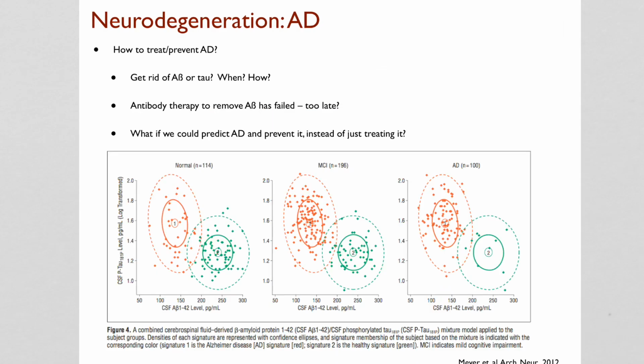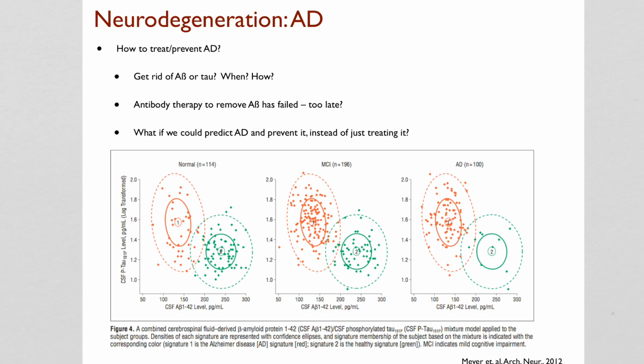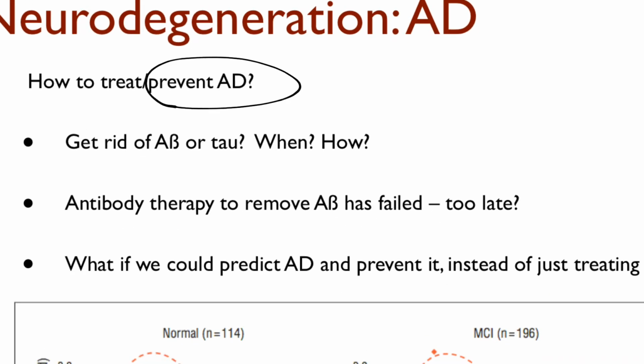The thing that I'll finish with is, if what I'm saying is true, getting rid of plaques and tangles after they've already formed doesn't work. Brain cells are already dead. They can't be regenerated. There's really no hope for it. The only thing that you can do is maybe try to prevent Alzheimer's.